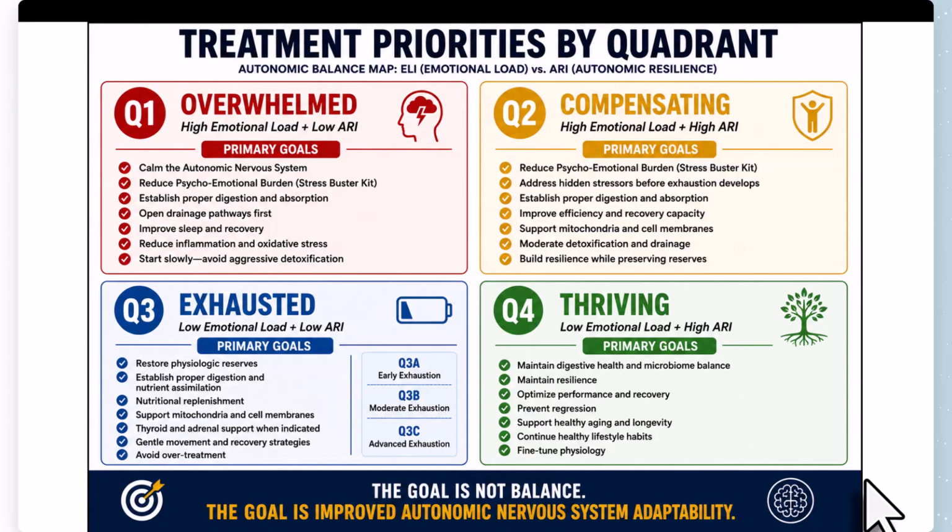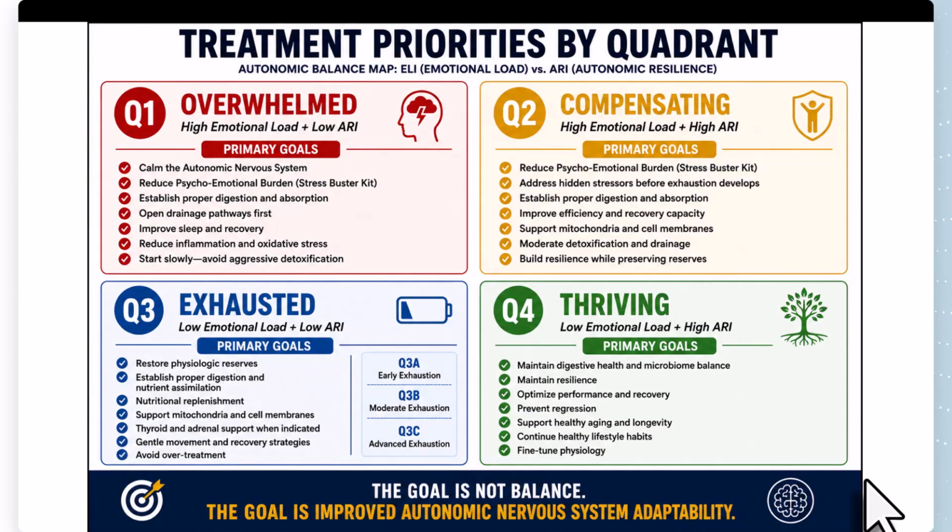Open drainage pathways first. Some of you have our new flip chart, which is amazing to show your patients and explain drainage and explain the extracellular matrix and how things get backed up in the system and why you're doing drainage remedies and doing things to improve their digestive system. And so that's a great flip chart for you. Improve sleep and recovery. Reduce inflammation and oxidative stress. Start slowly. Avoid aggressive detoxification. That's a quadrant 1 person.